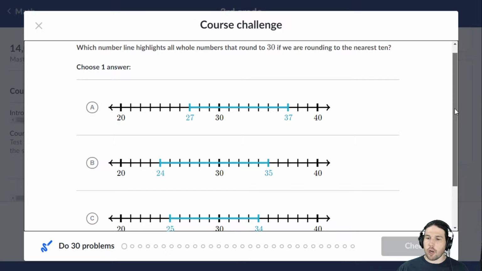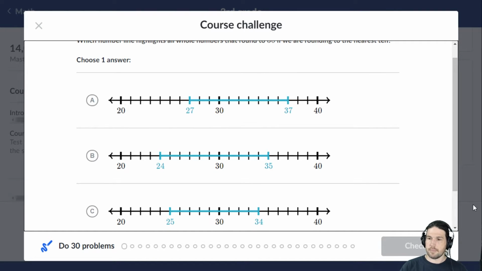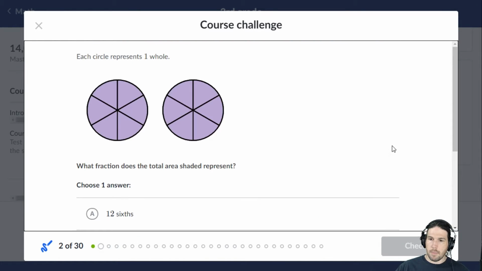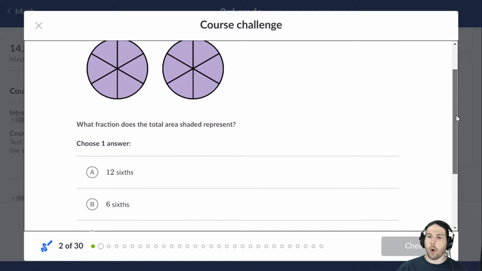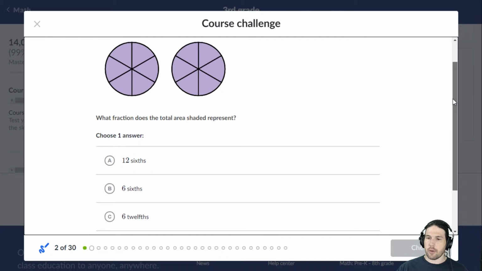Which line highlights all whole numbers that round to 30 if we are rounding to the nearest 10? That's C, 25 to 34. Each circle represents one whole. What fraction does the total area represent? That would be 12/6.